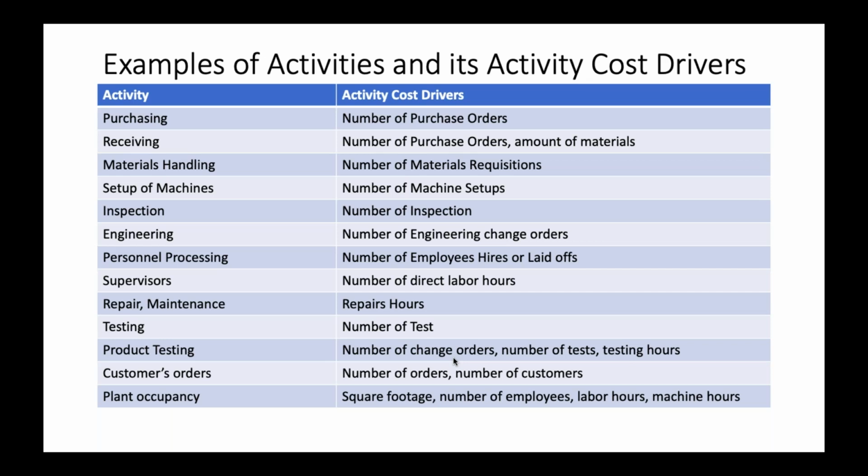Customer orders, number of customers. Plant occupancy, square footage, number of employees, labor hours, and machine hours.